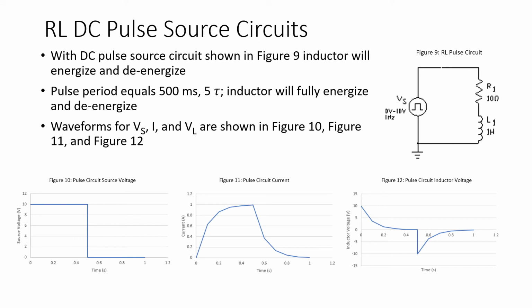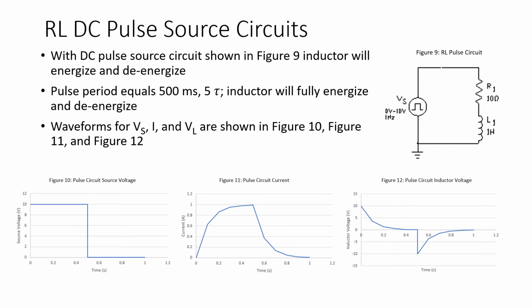Now, in the previous examples, we looked at the operation of this circuit containing resistors and inductors with a DC source. And here we look at the operation of a similar circuit with a DC pulse source. So referring to the circuit of figure 9, note that the source voltage is a pulse waveform. It goes from 0 volts to 10 volts.